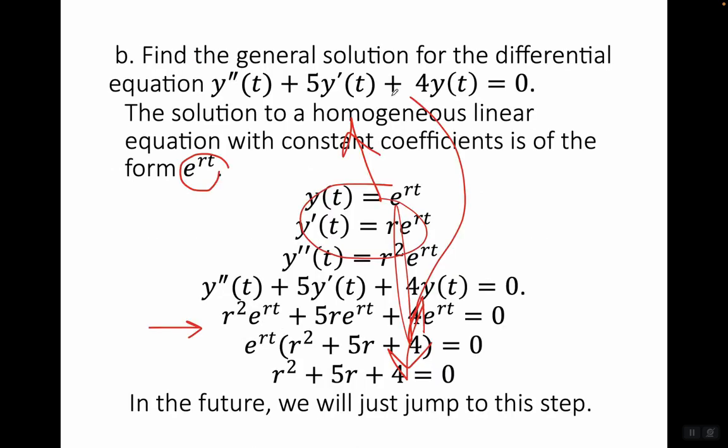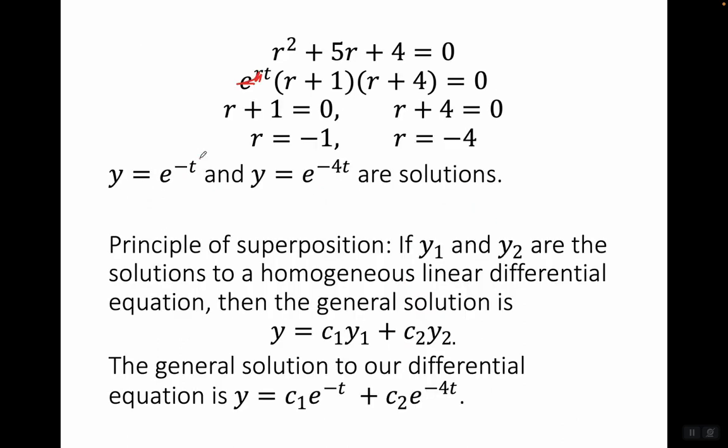Again, recall that our general solution was of the form y equals e to the r t. That means we have y equals e to the negative t, and y equals e to the negative 4t. So those are our two solutions. But there's the principle of superposition. If y1 and y2 are solutions to a homogeneous linear differential equation, then the general solution is y equals c1 y1 plus c2 y2. And then the general solution to our differential equation is going to be y equals c1 e to the negative t, that's what we have over here, plus c2 e to the negative 4t.